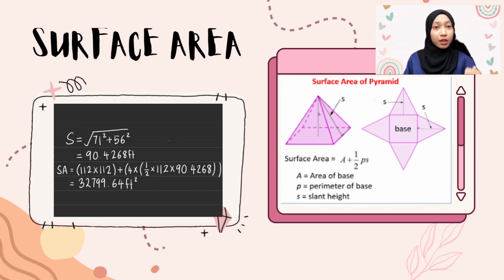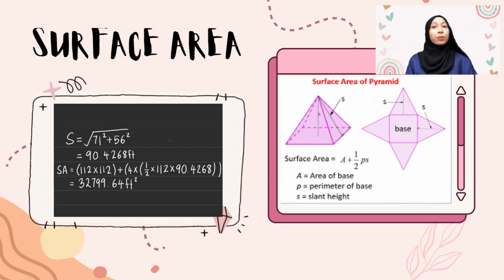When you have the lateral face area, now you can find the surface area. Okay, now we can find the surface area. Just substitute the base area, which is 112 times 112 feet, then plus the lateral face area, which is 1/2 times 112 times 90.4268 feet. The pyramid has 4 sides, so we have to multiply the lateral face area by 4.